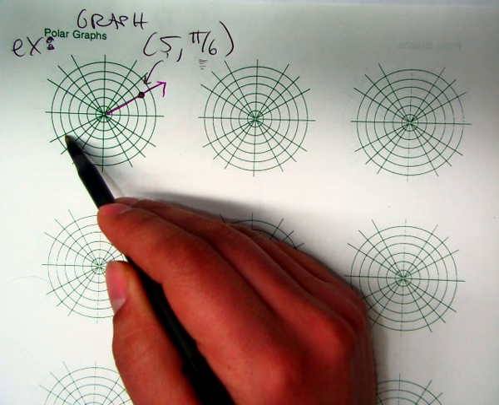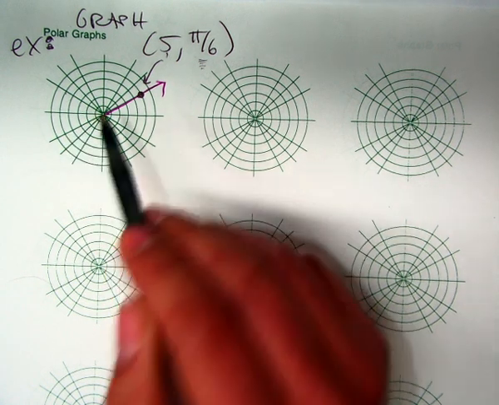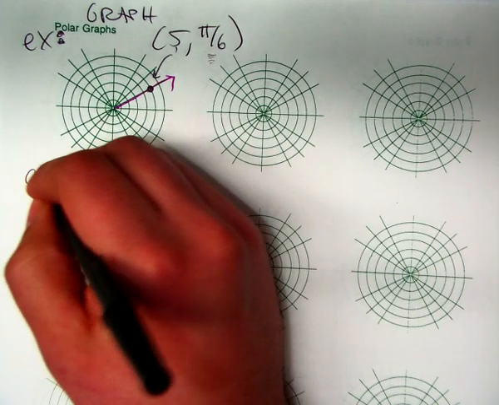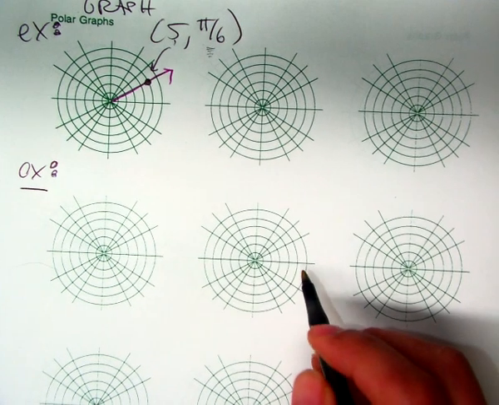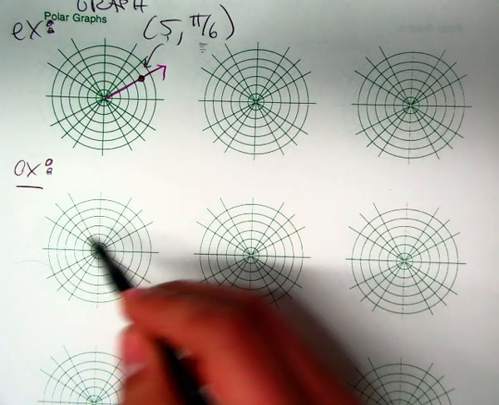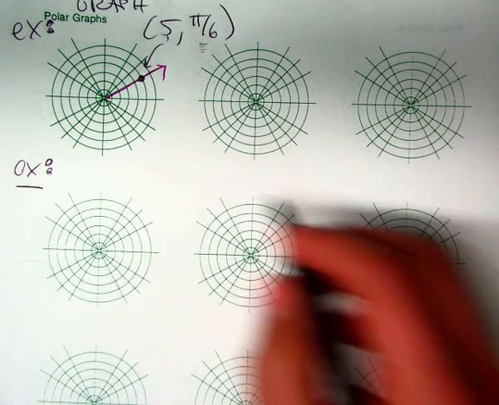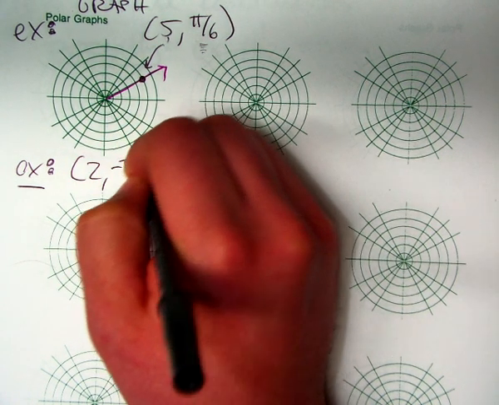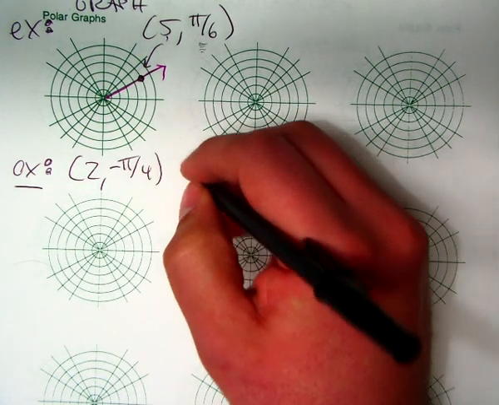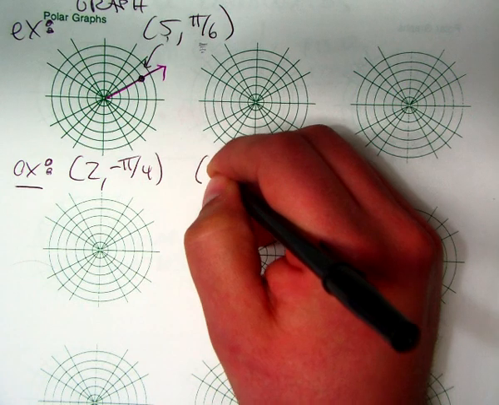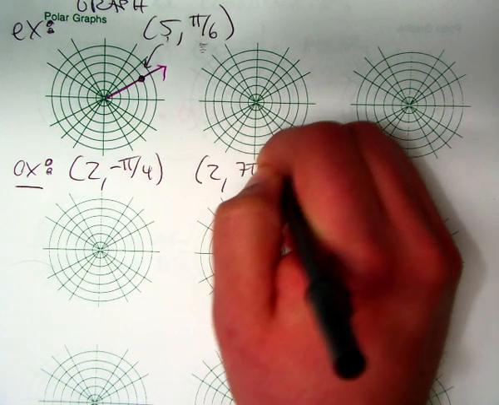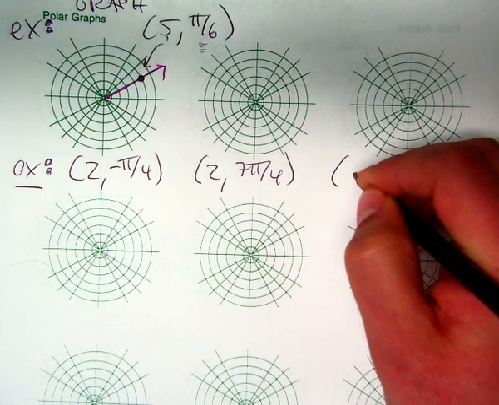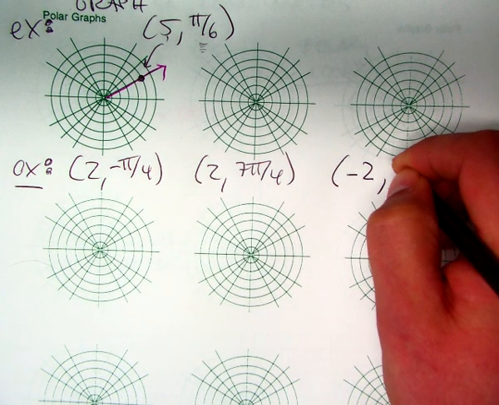So try these 3 on your own. Graph these 3 coordinates. If you want, you can do 3 separate graphs. If you want to do them all on the same one, that's cool. Let's try 2, negative pi over 4. 2, 7 pi over 4. And then negative 2, 3 pi over 4.